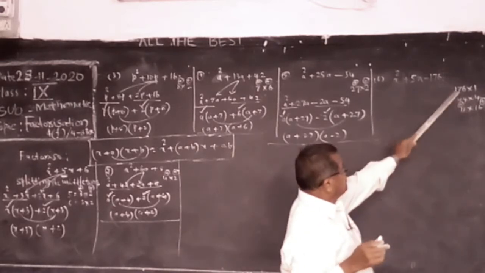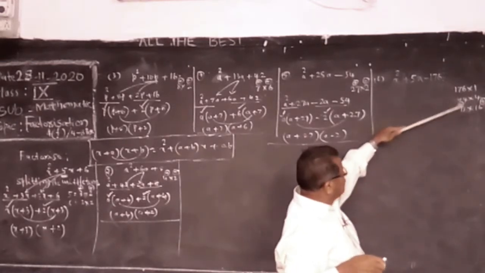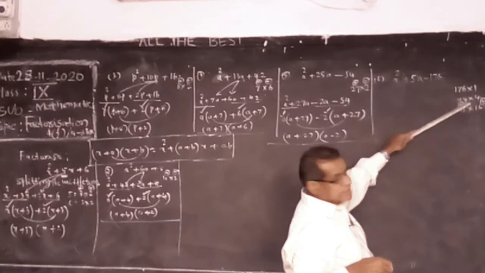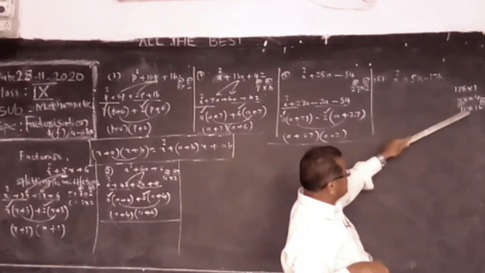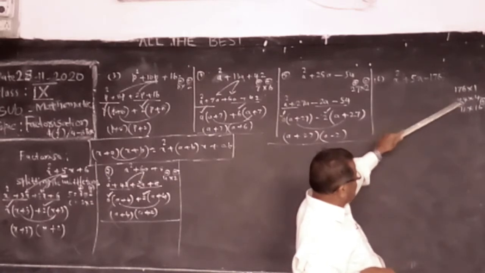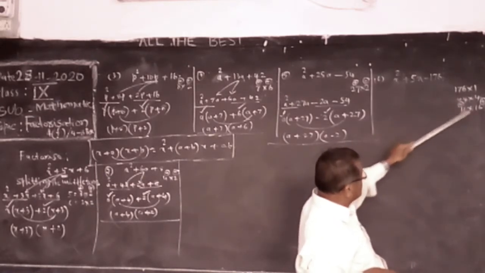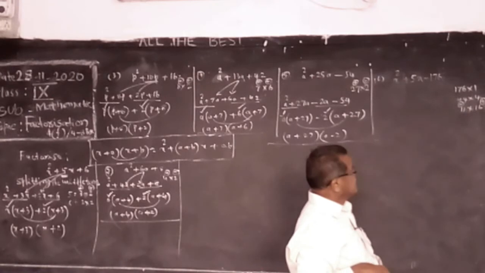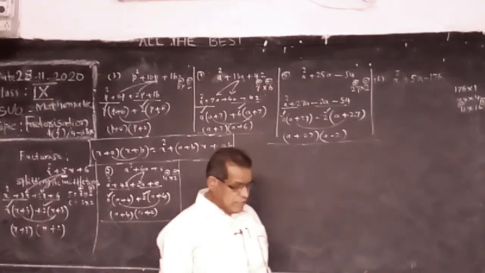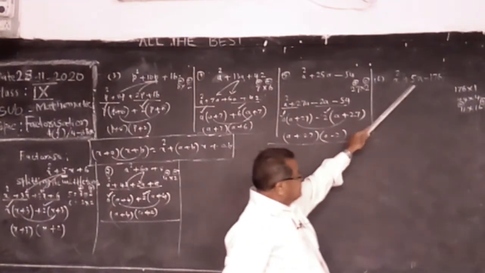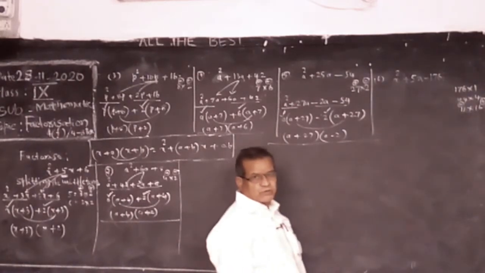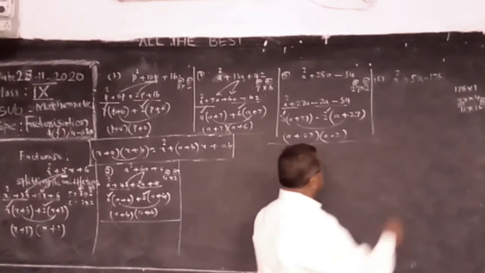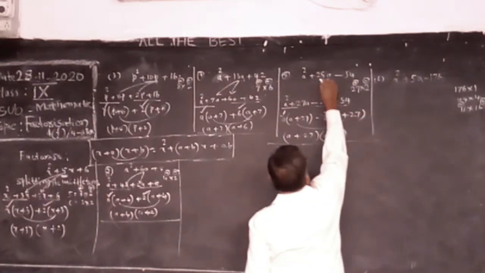I am dividing by 4 first. 4 fours are 16, and the same 4 is multiplied here; we are not doing that. Again divide by 4: 4 ones are 4, and the same 4 is multiplied here. 16 and 11 we are getting, and we are satisfying: plus 16 minus 11, so we are getting plus 5. So split the middle term like this.